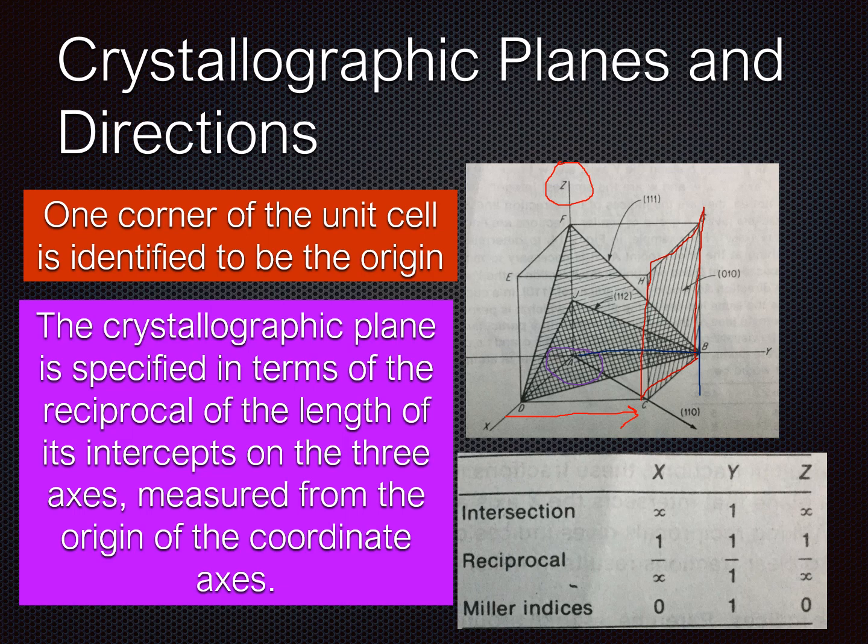Since it intersects x at infinity, y at 1, and z at infinity, we take the reciprocals, and they are then reduced to the lowest common denominator. Therefore, the Miller indices for the plane BCHG are 0, 1, 0.